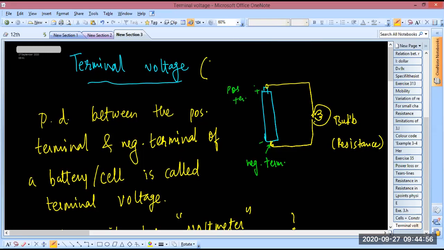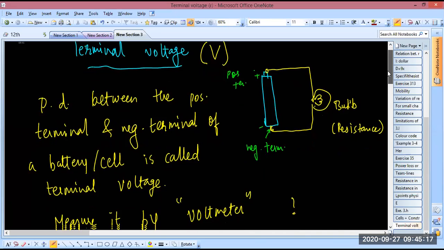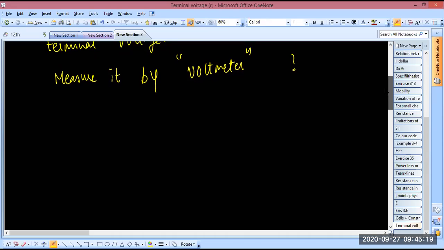Its symbol is V. Again, I know it can get confusing. The symbol of terminal voltage is V, right? V for voltage, like that. Now let me draw a detailed view of what a cell looks like.